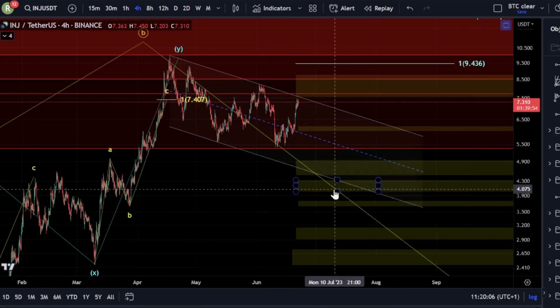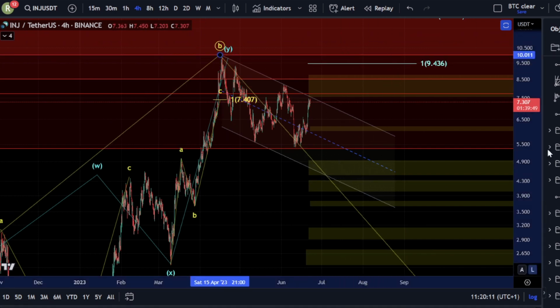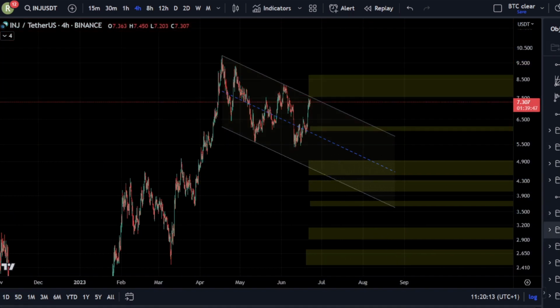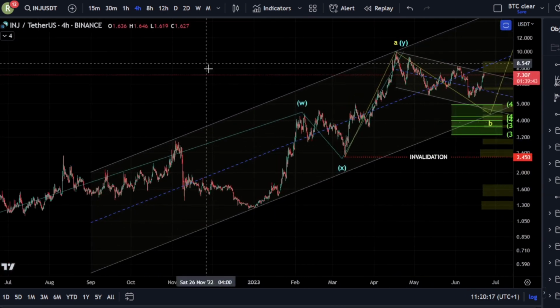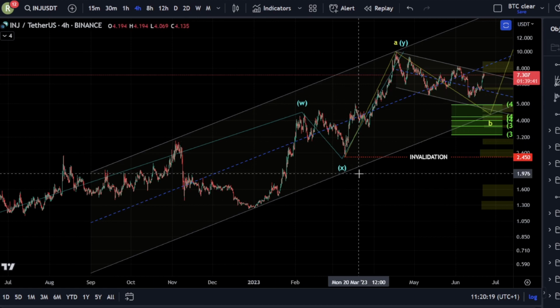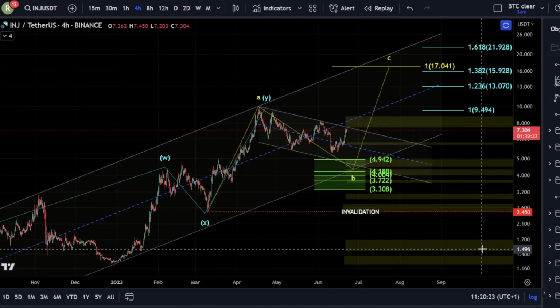Now, in the bearish count, we can argue two things. We can argue that this is either completed here, or we still have potential for one more leg to the upside. Now, if it is not completed, this is how I would be looking at the structure here, where we have this whole move as a W, this is an X, and then what we're looking for here is that this is A, B, and then C to the upside.